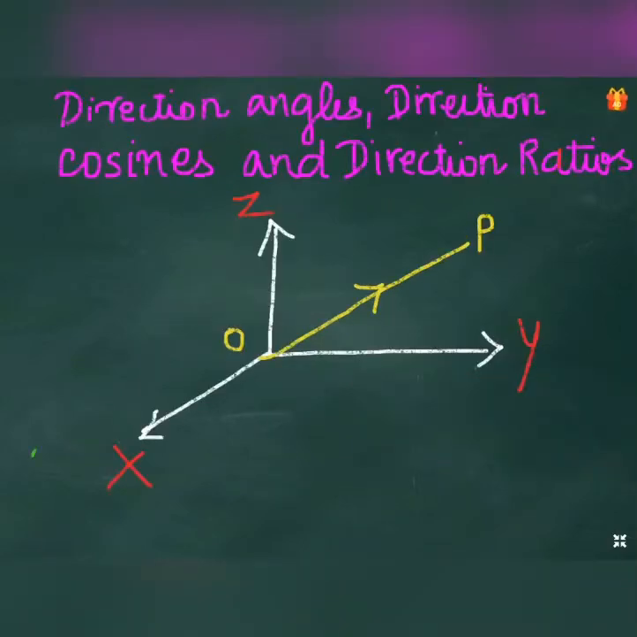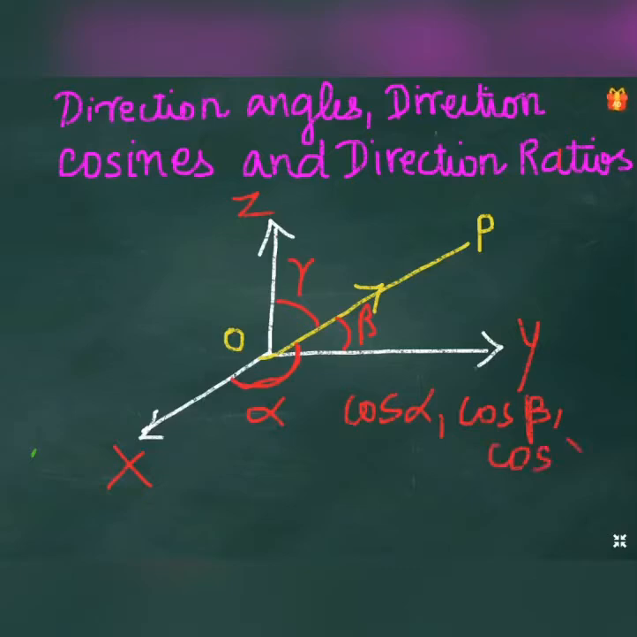What are direction angles and direction cosines? Direction angles are the angles that the position vector OP makes with the positive direction of x-axis, alpha, with the positive direction of y-axis, beta, and with the positive direction of z-axis, gamma. Now these cosines, that is cos alpha, cos beta, cos gamma, are the direction cosines. So we learned till here.